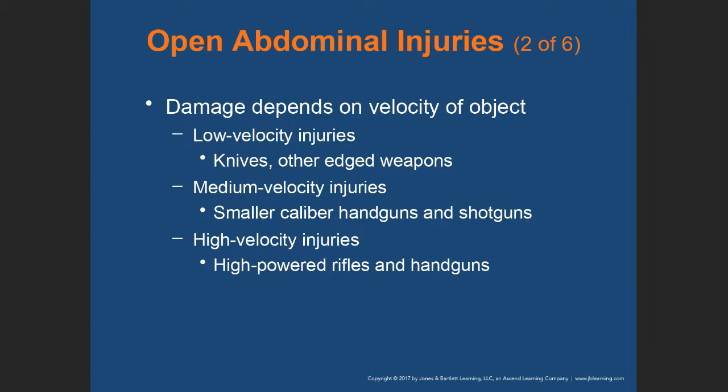Damage depends on the velocity of the object. Low velocity injuries: knives, other edge weapons. Medium velocity injuries: smaller caliber handguns and shotguns. The shotgun is not like the rifle. The rifle and the handguns create that spiral motion of the bullet. Shotguns don't have that spiral motion, so they release pellets and they scatter, they spread out. A shotgun is more devastating at close range than at long range. High velocity injuries: high powered rifles and handguns.